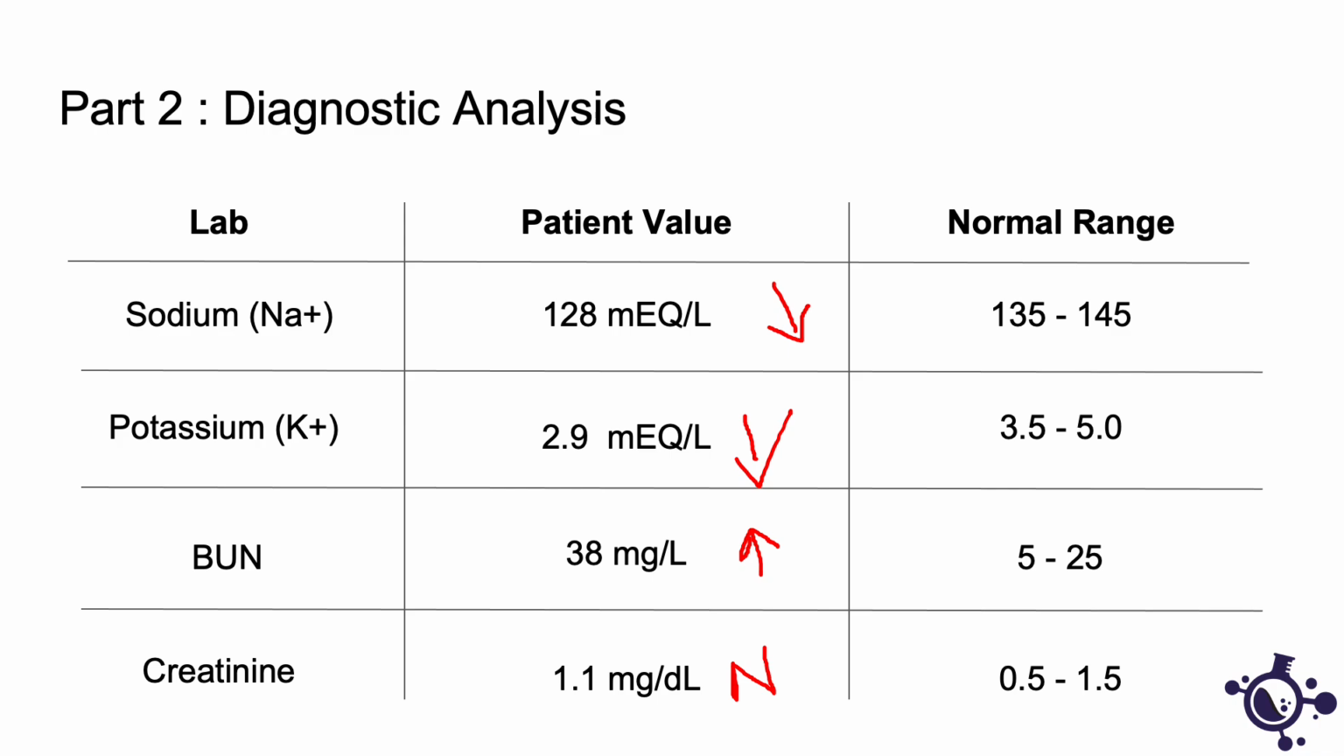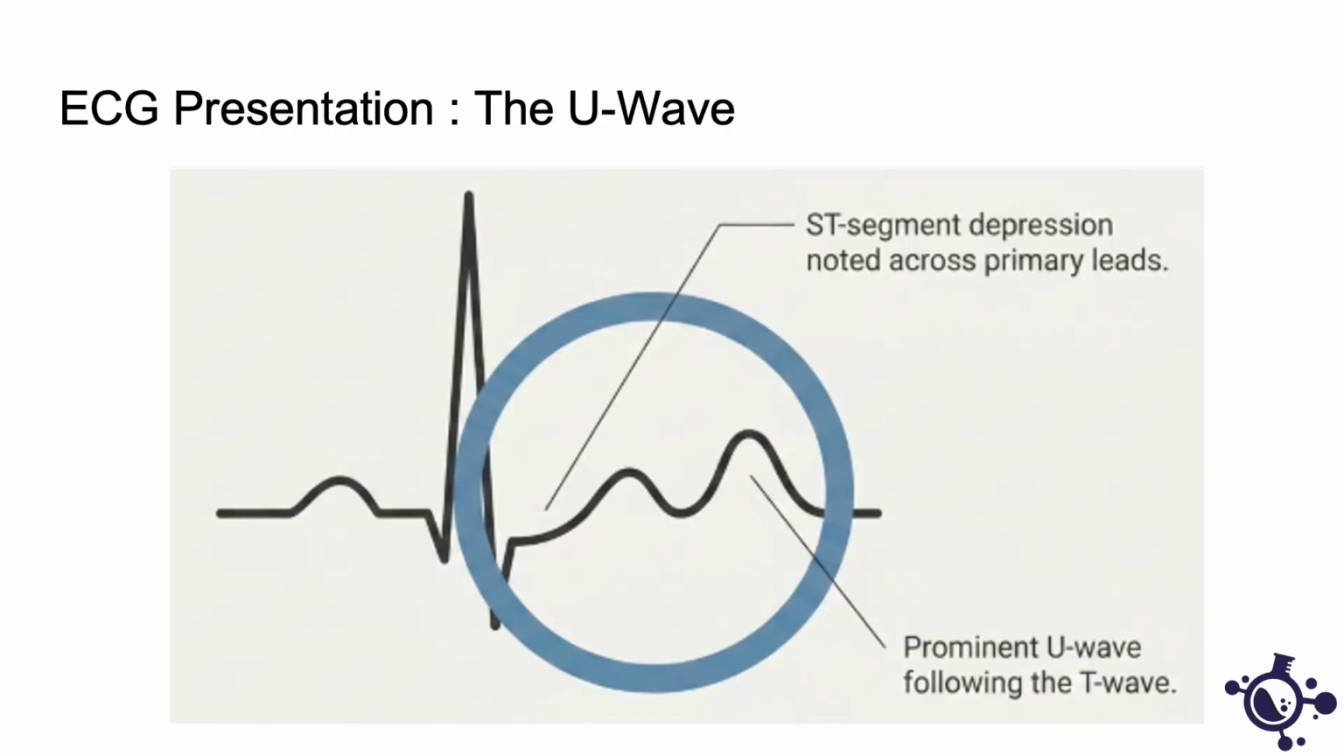So a couple of things that we're worried about here are the sodium, the potassium, the fact that the BUN is elevated, and her creatinine is normal. You also notice on the ECG strip that there is some ST segment depression going on over here, and we also have a prominent U wave.